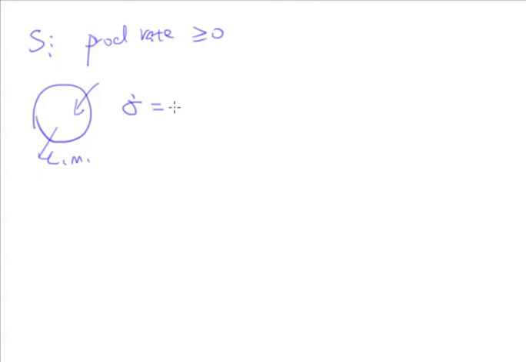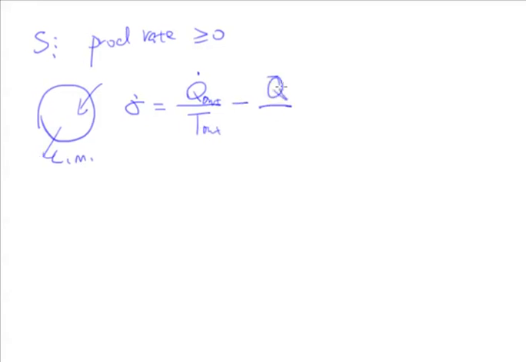For entropy, we have the second law of thermodynamics, which says that the production rate of entropy is always larger than or equal to 0, which means that entropy cannot be destroyed. It can only be created. So for a control mass, the production rate, which we often define as sigma dot, equals the outflow, which in this case is Q dot out divided by T out, minus the inflow, which is Q dot in divided by T in, plus the rate of accumulation in the system.